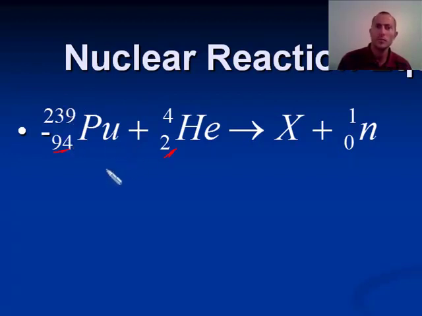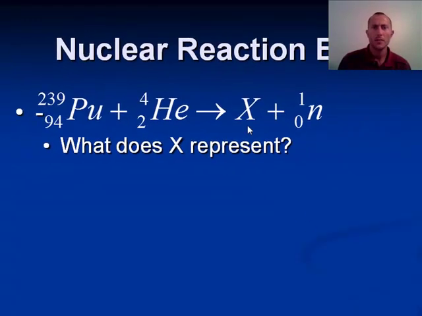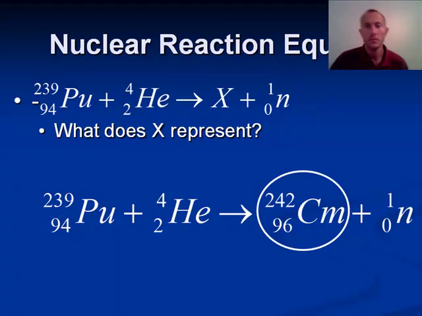Our total number of protons is 96. Our total atomic mass is 243. And so our neutron is going to account for 0 protons but 1 atomic mass unit. And so everything else has to be in that nucleus X. And so that's going to give us a nucleus with 96 protons, and 242 is going to be the atomic mass. And that gives us a nucleus of curium.